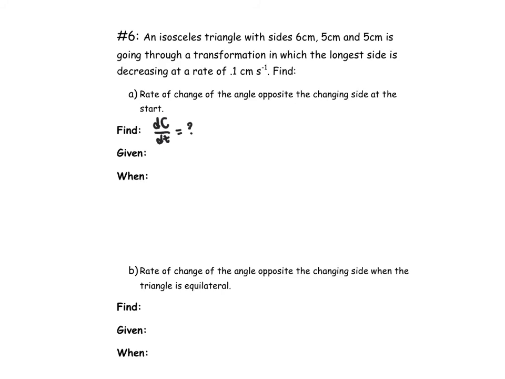I'm given, and I'm going to call my given, this rate, d lowercase c dt, negative 0.1 centimeters per second. So capital C is the angle, lowercase c is the side. I want to know the rate of change of the angle opposite the changing side at the start, so that's when lowercase c equals 6 centimeters. I'm going to call the other two sides B and A.